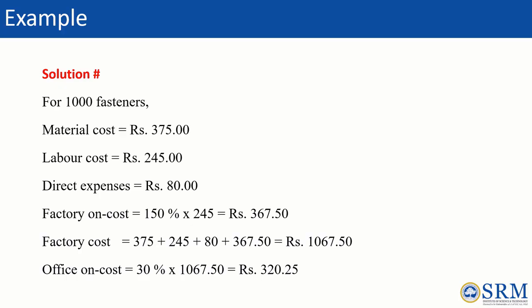Okay, so let's aggregate our baseline values of the hourly run as 1,000 fasteners. For 1,000 fasteners, we start with our direct material cost rupees 375, labor cost as 245, and direct expenses are 80. The factory on cost will be 150% of the labor cost, which is equal to rupees 367.50, and the prime cost plus factory on cost will give you the factory cost, that is 375 plus 245 plus 80 plus factory on cost, which gives a sum of rupees 1067.50.